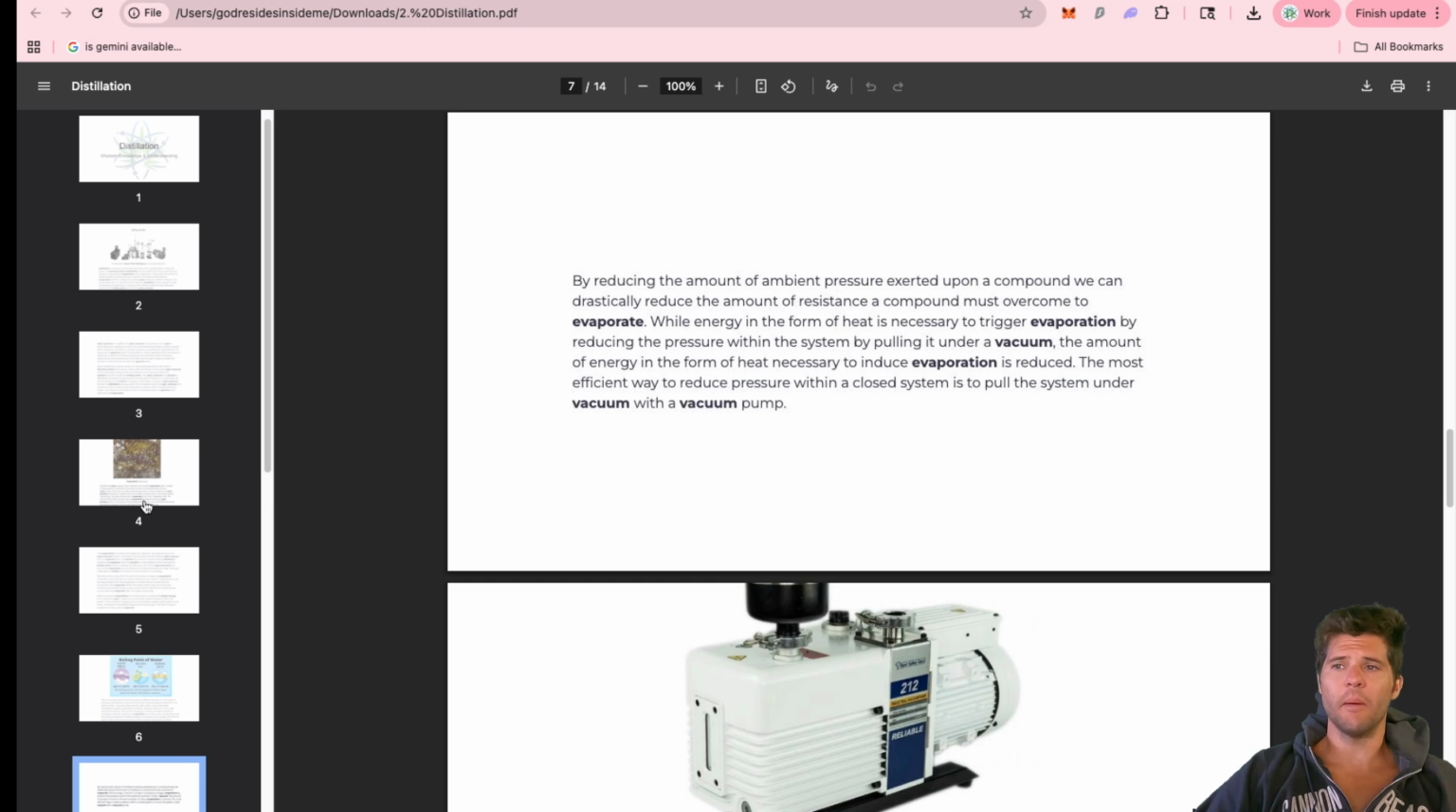By reducing the amount of ambient pressure exerted upon a compound, we can drastically reduce the amount of resistance a compound must overcome to evaporate. While energy in the form of heat is still necessary to trigger evaporation, by pulling the system under a vacuum and reducing the pressure within it, the amount of heat energy necessary to induce evaporation is reduced. The most efficient way to reduce pressure within a closed system is to pull the system under vacuum with a vacuum pump.